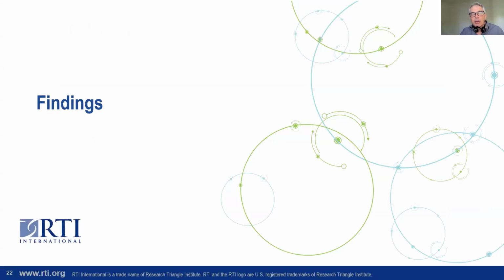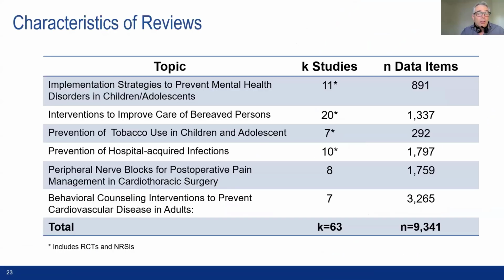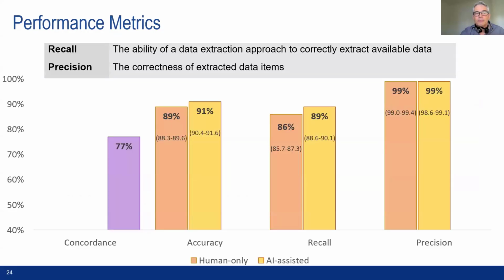So the study has not been published yet, but I'd like to give you a quick preview of our findings. Overall, the 6 systematic reviews included 63 studies, both randomized controlled trials and non-randomized studies of interventions. And all 6 reviews together extracted more than 9,300 data items. And this slide summarizes our key findings.